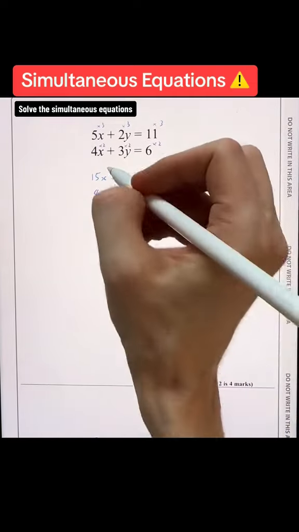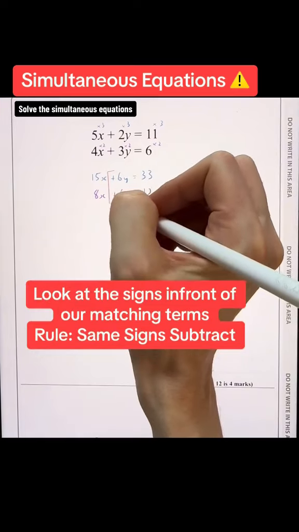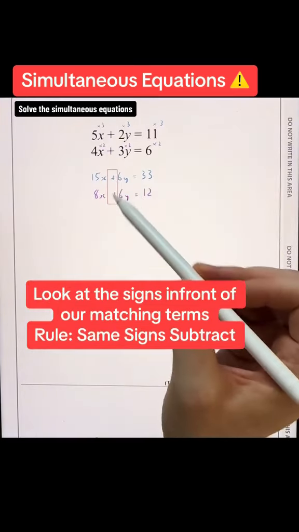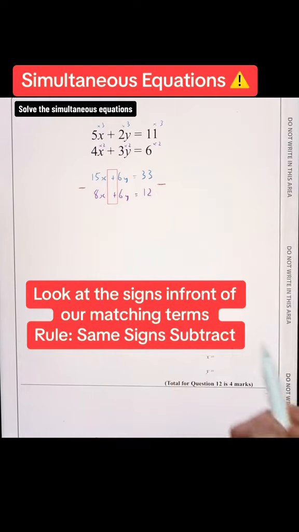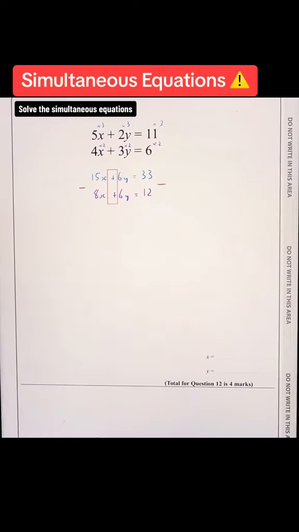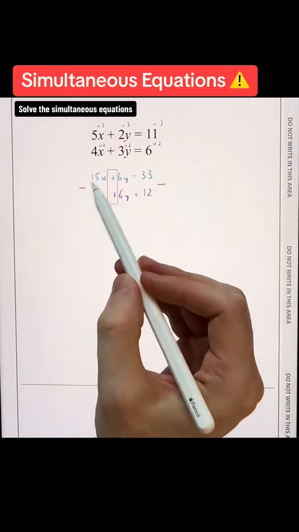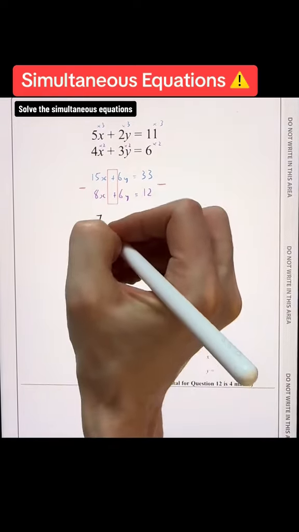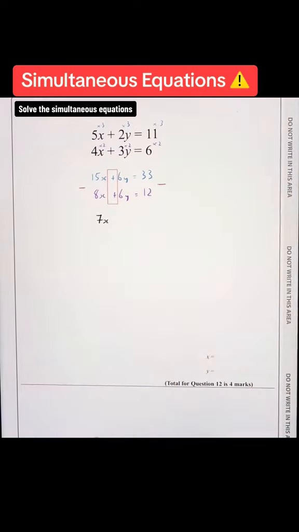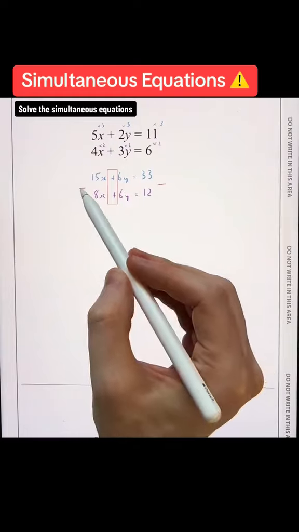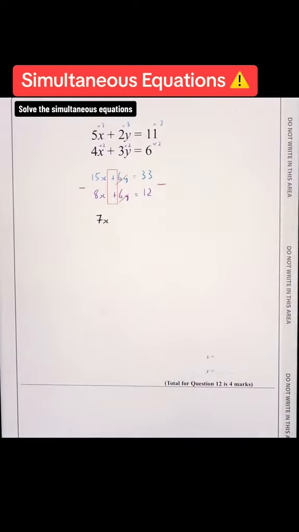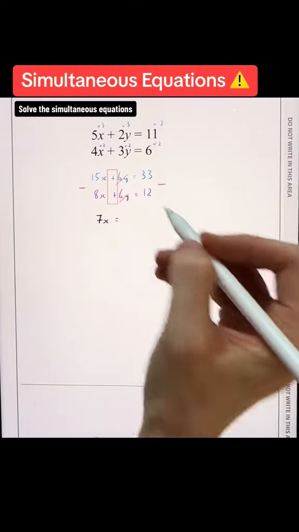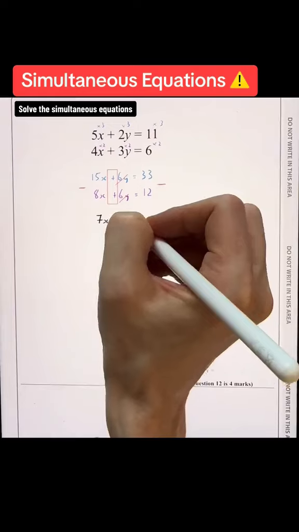As I've matched my y terms, I now look at the signs in front of my matching terms. Our rule is, if we have the same signs for our matching terms, therefore we subtract our two equations. Hence, on the left-hand side, I know 15x take away 8x will simplify to give us 7x. I know that 6y subtract 6y will cancel. On the right-hand side, I know that 33 subtract 12 will give us 21.